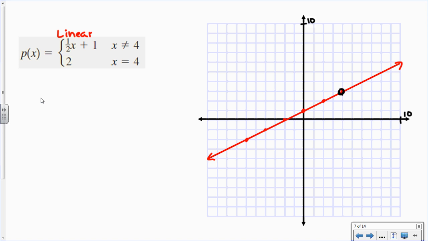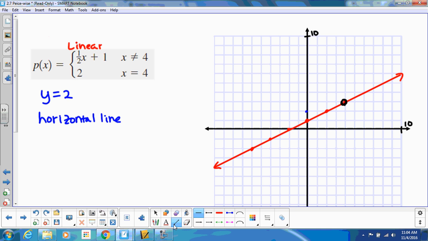Okay, the next one just gives me a 2. Remember, this p of x means y. So this is saying y equals 2. What type of line is that? Horizontal. So that's a horizontal line. Okay, so if I draw that line, I start here where y equals 2, and it's a horizontal line through that point.